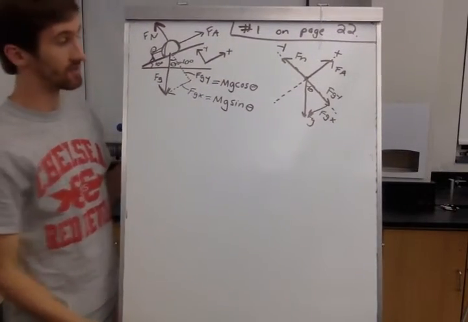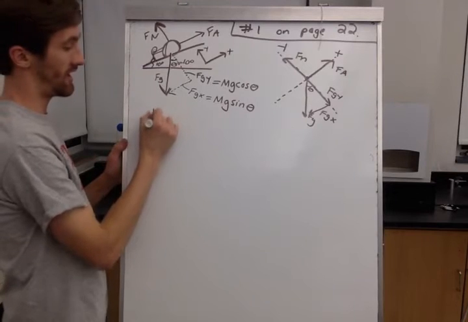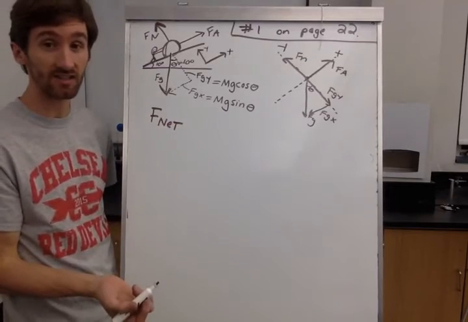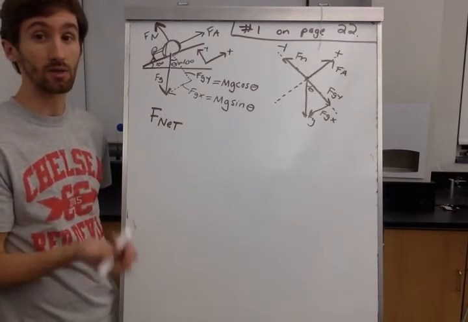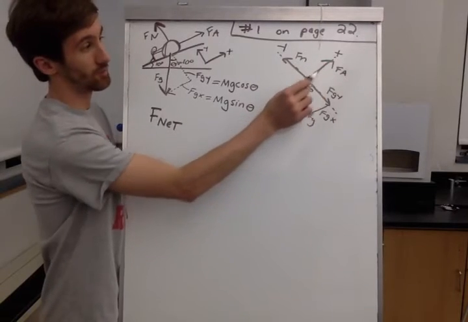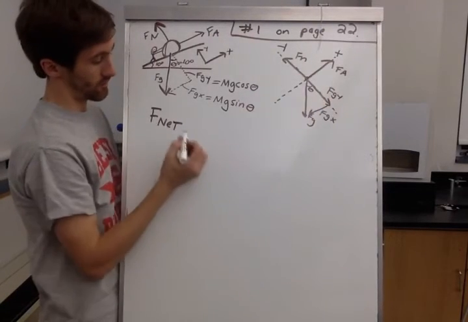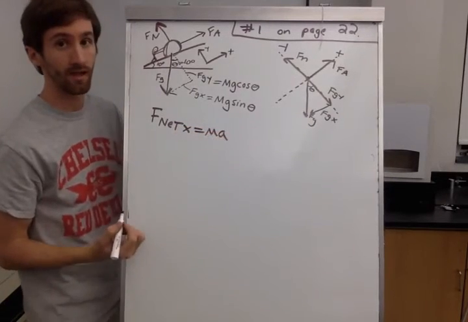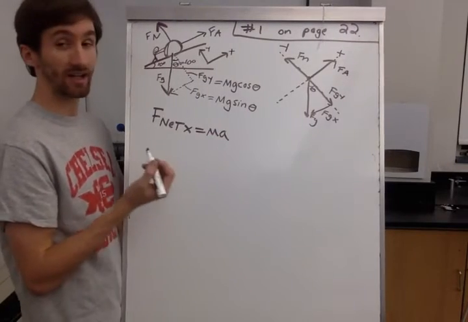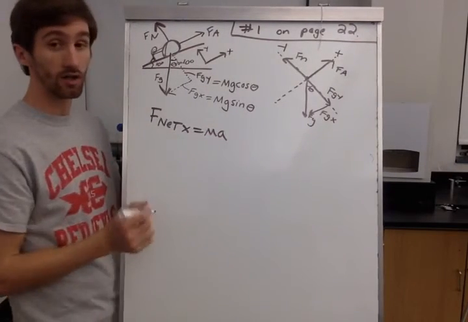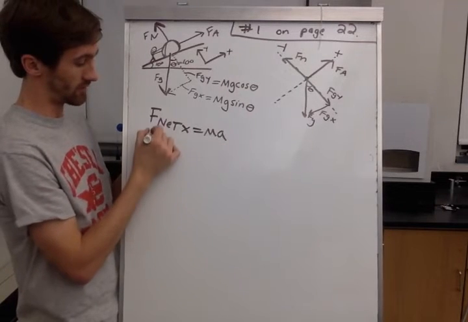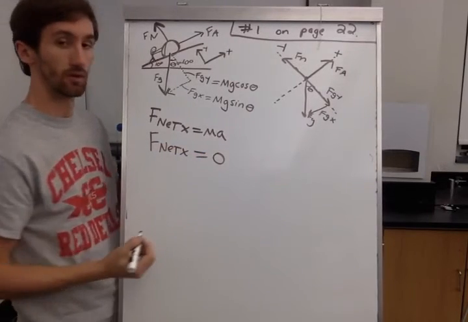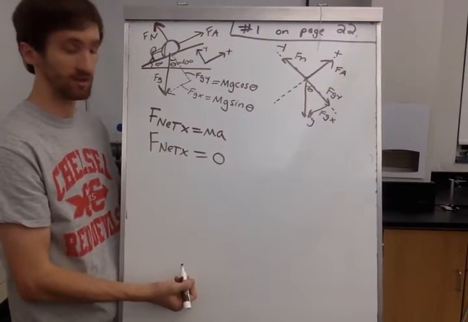So now I need to do my net force, F net, and the question is asking me how much Amy is pushing with. I see that Amy's push is in the x direction, so I want to do F net x equals ma. And the problem told me it's going at a constant velocity. Constant velocity means no acceleration. F net x must be equal to 0 because the acceleration is 0.